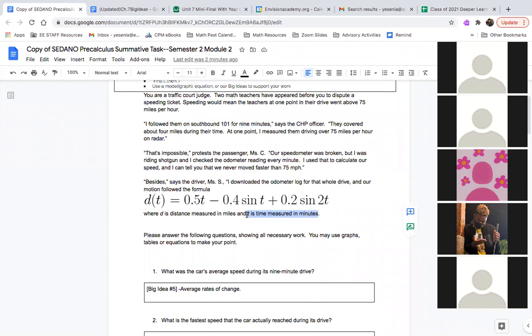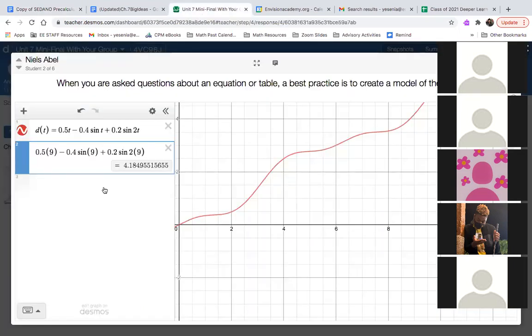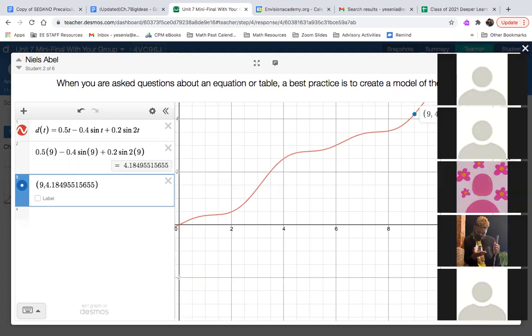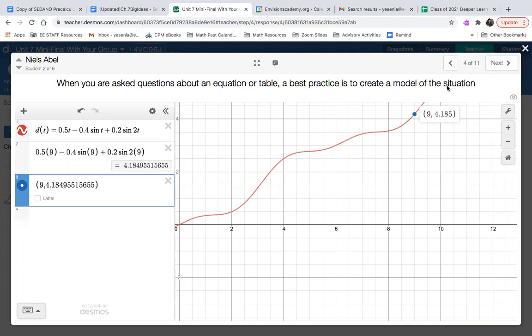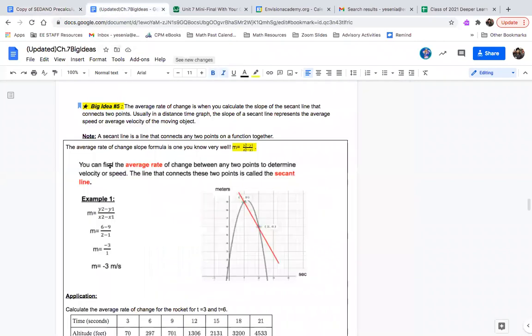So for those of you who plugged in 9, it's because you're plugging in the last point, where their drive ends. That point is going to be represented by 9 comma, and then the output was this. So that's where the drive ended. When you plugged in 9, that's what you got as your output. We don't really care what's happening after this, because the teacher stopped their drive after 9 minutes. According to the big ideas packet, we need not just 1 point. What else do we need in order to find the average rate of change?